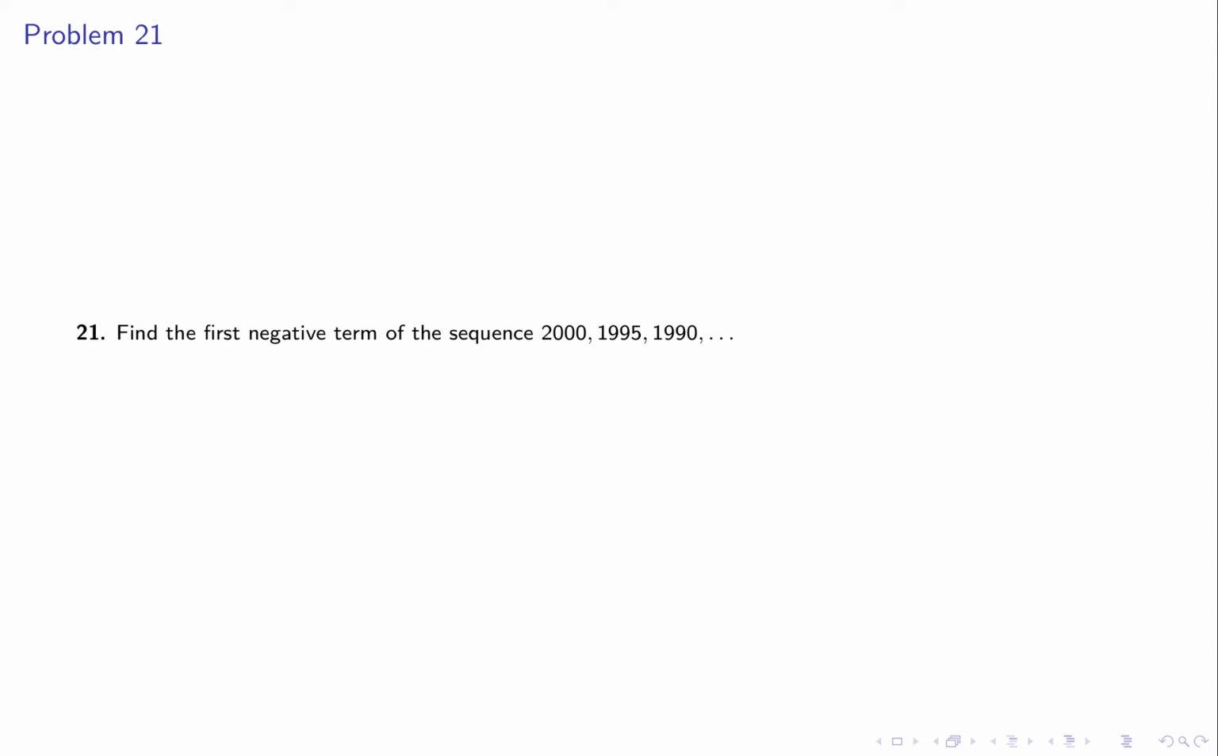The 21st problem says: find the first negative term of the sequence 2000, 1995, 1990 and so on. So as always, pause the video here and try to solve the problem on your own. It's a simple problem, so let's get to the solution.